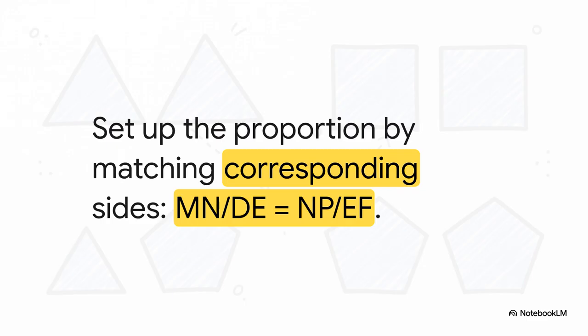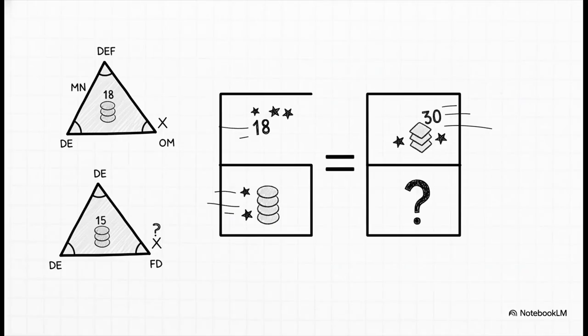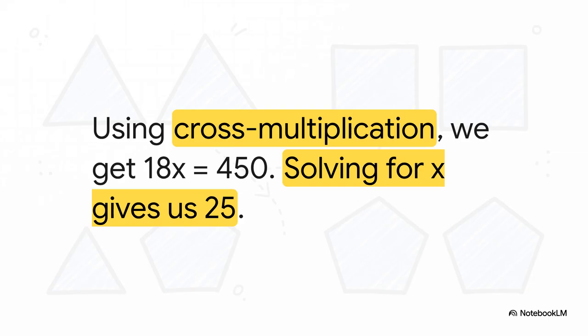So the side MN on the big triangle matches up with DE on the little one. Simple as that. Okay, now we just plug in the numbers we know right from the diagram. So 18 over 15 is going to be equal to 30 over, well, our mystery side, X. And now for a little bit of algebra magic. We do what's called cross multiplication. We get 18x equals 450, do a quick division, and bam, x equals 25. See, this really shows you just how powerful these proportions can be.